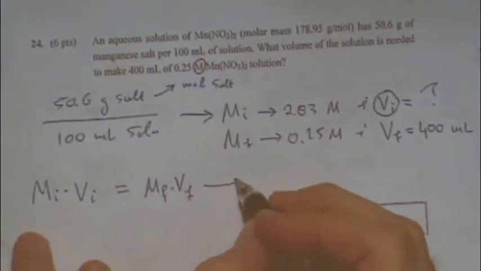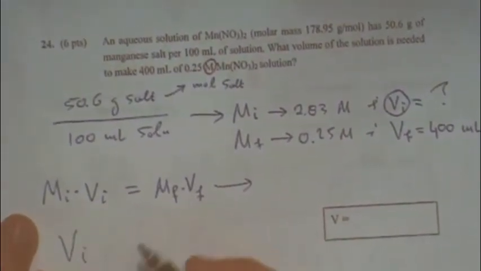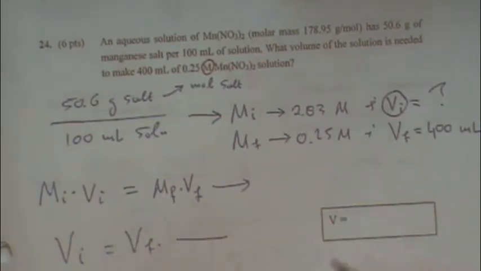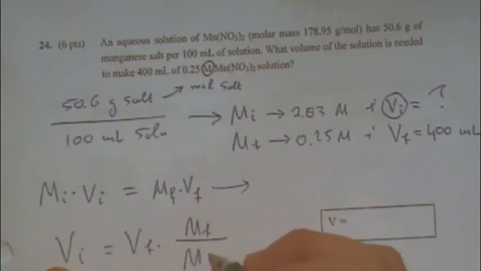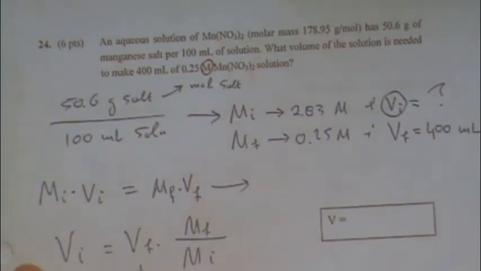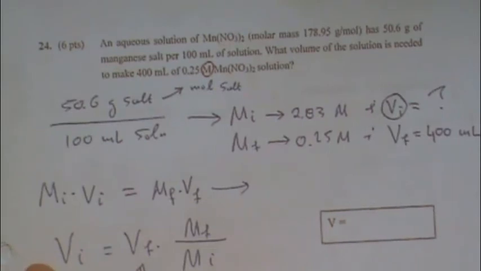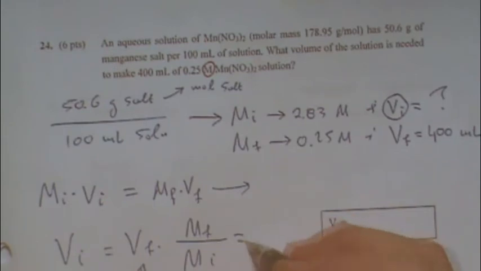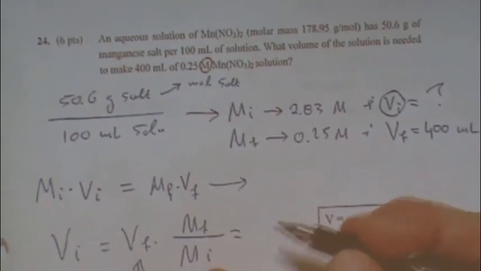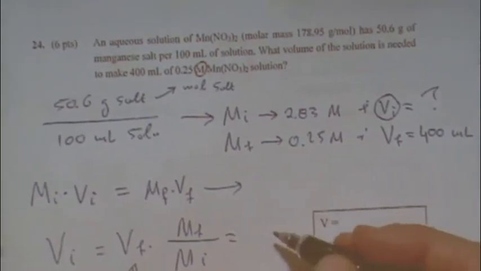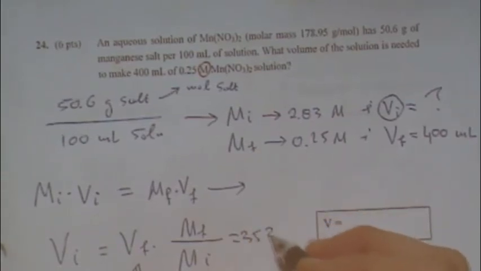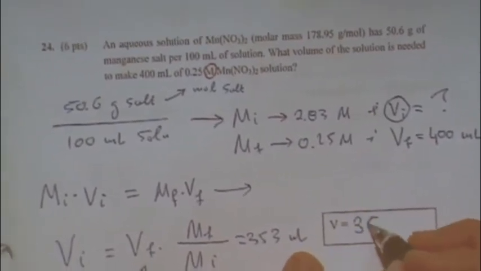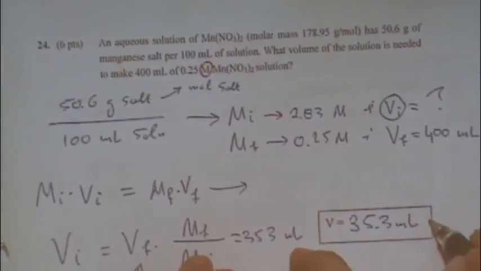So from this one, you can solve for V initial, which we want to find, and it will be V final times what? Molarity final divided by molarity initial. And because this is in milliliters, how much is that? 400 milliliters. Because this is in milliliters, this will come out in milliliters also. So if you put in the values, you will find out that it is 35.3 milliliters of original solution.